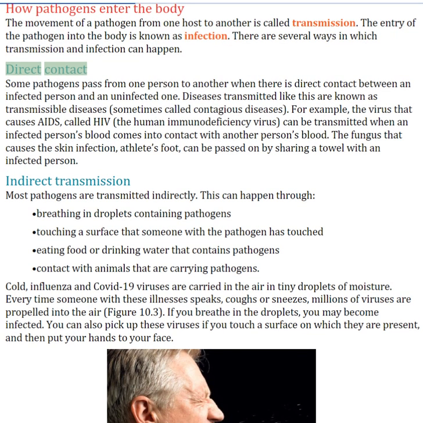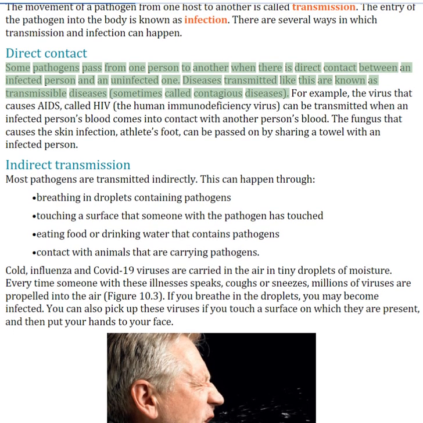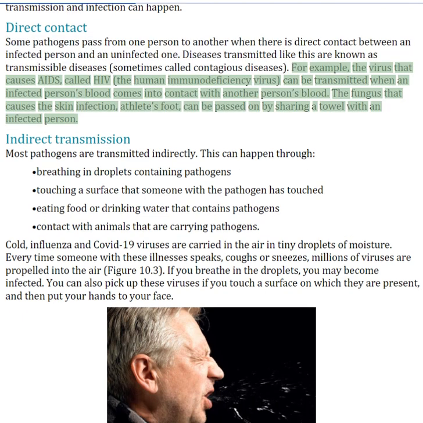Direct contact. Some pathogens pass from one person to another when there is direct contact between an infected person and an uninfected one. Diseases transmitted like this are known as transmissible diseases. For example, the virus that causes AIDS, called HIV, can be transmitted when an infected person's blood comes into contact with another person's blood. The fungus that causes the skin infection, athlete's foot, can be passed on by sharing a towel with an infected person.